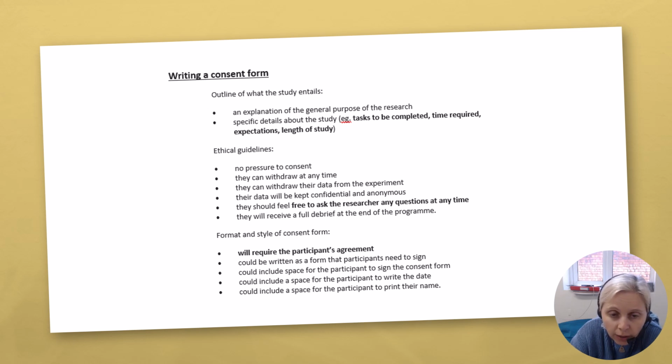And then it's really important, and that last point, if you don't include the right format, you might not get any marks at all. Okay, you need to include space for the participants' agreement, so a signature. It has to be written to the participants. So, dear participant, thank you for considering our study. Give all the information, and then you need to give space for the participant to sign, date, and print their name.